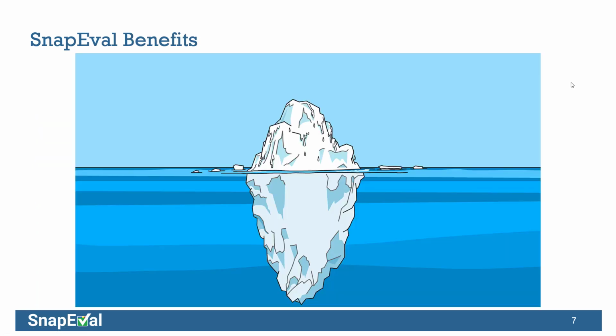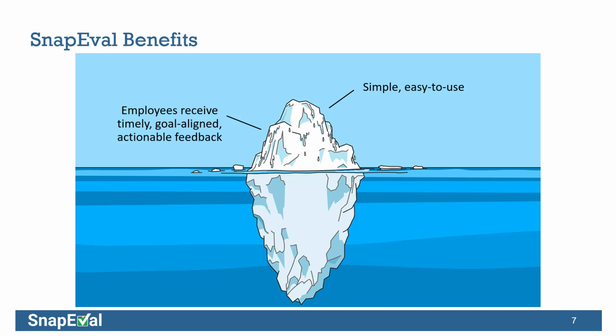When it comes to SnapEval benefits, I like to use the analogy of an iceberg because there are some very obvious ones that are clear for everyone to see just even casually looking at SnapEval, such as it's simple, it's easy to use, employees receive timely goal-aligned feedback, that it's free for organizations with less than 10 employees, and it's ultra affordable for organizations that have more than 10 employees.